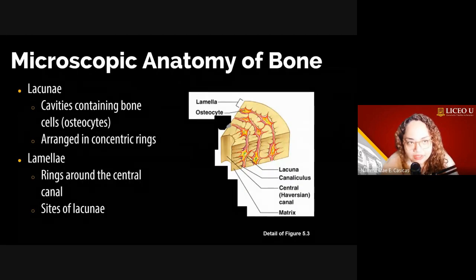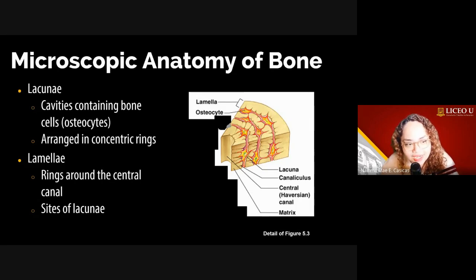So, your bones also have your lacunae and lamellae. Your lacunae are cavities containing, sorry, not blood cells, bone cells, and they are arranged in concentric rings, just like your trees. If you cut the trunk of a tree, you can see the rings, and the rings signify the growth of your tree. Same with your bones. You also have rings in your bones, but they're very small.